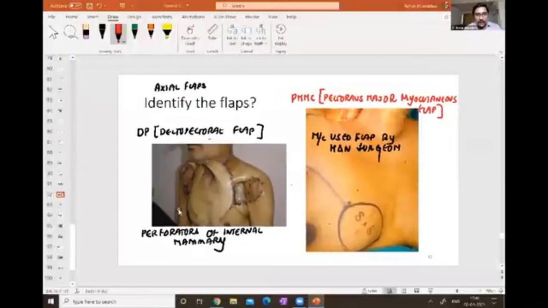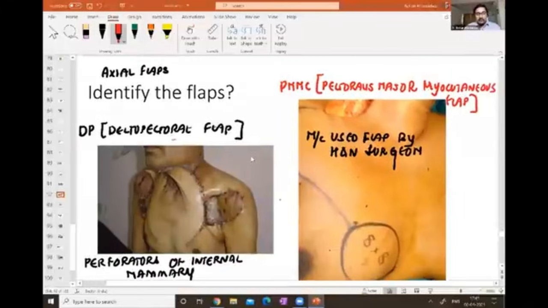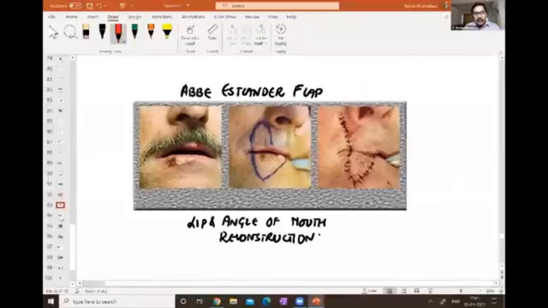These are axial flaps used for head and neck reconstruction, and you should know PMMC. PMMC has been asked multiple times in your exam. PMMC is the pectoralis major myocutaneous flap, and this is the most commonly used flap by a head and neck surgeon. This is the Abbe-Estlander flap, used for lip and angle of mouth reconstruction.